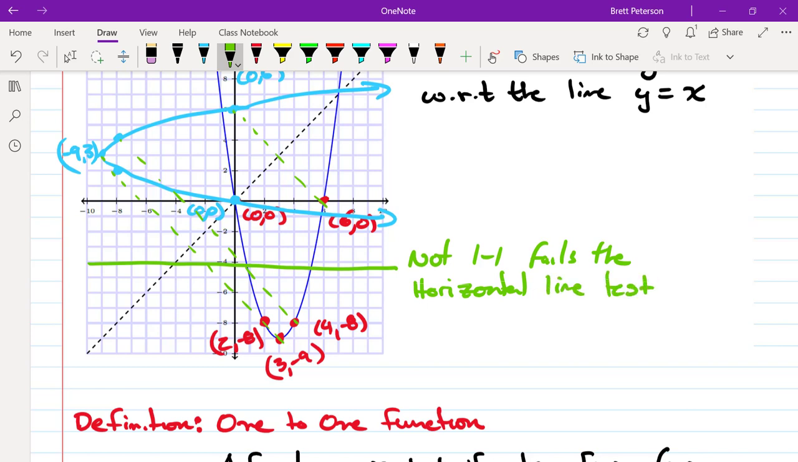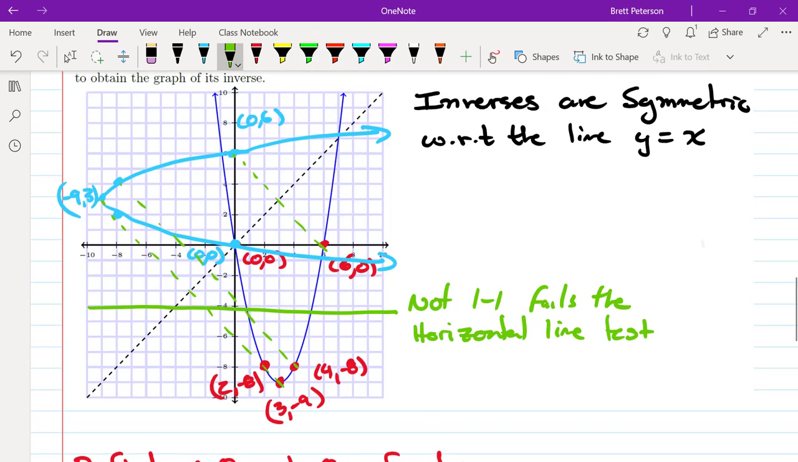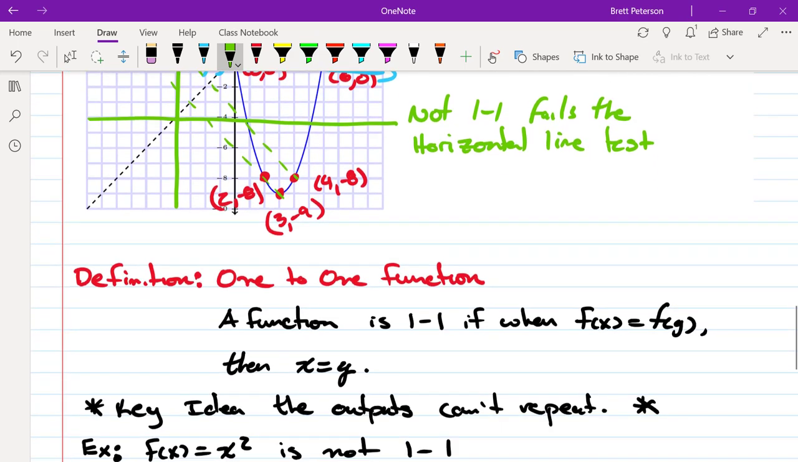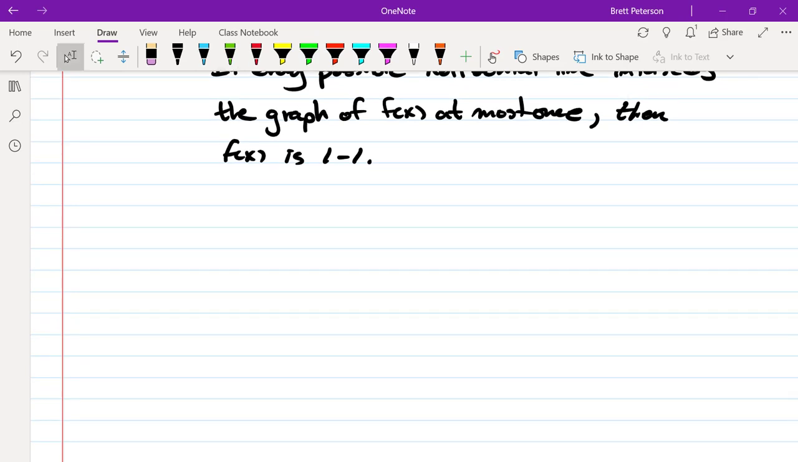And notice something very interesting happens. If you reflect a horizontal line across the line y equals x, the reflection of a horizontal line becomes a vertical line. So that means this vertical line intersects the inverse twice, which would then mean that the inverse is not a function. So we'll come back to that in just a moment, but that's kind of the big idea where we're going with this.